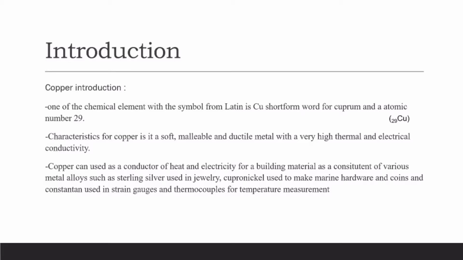Second, we have the characteristics. Copper is a soft, malleable, ductile metal with very high thermal and electrical conductivity. Copper can be used as a conductor of heat and electricity, as a building material, and as a constituent of various metal alloys, such as sterling silver used in jewelry, copper nickel used to make marine hardware and coins, and constantan used in strain gauges and thermocouples for temperature measurement.